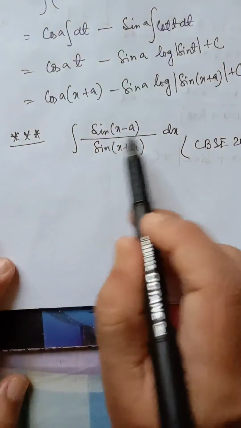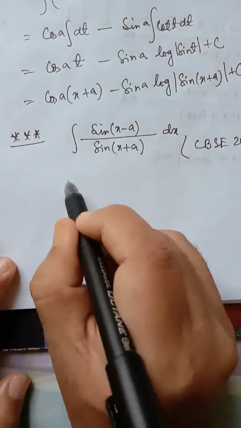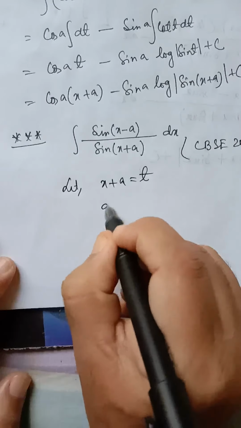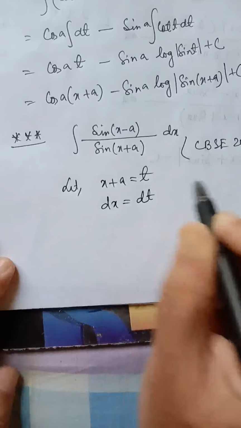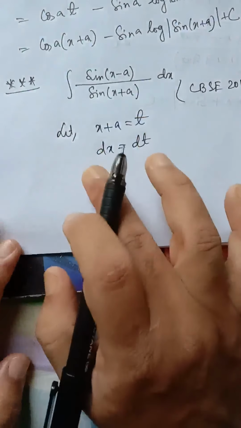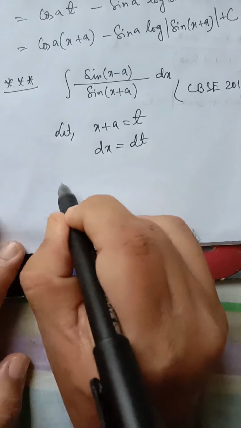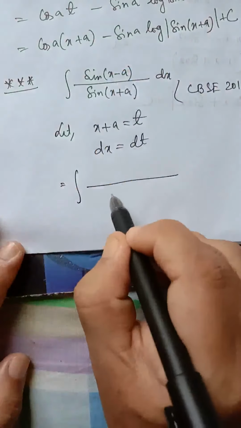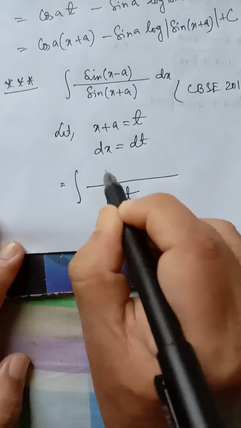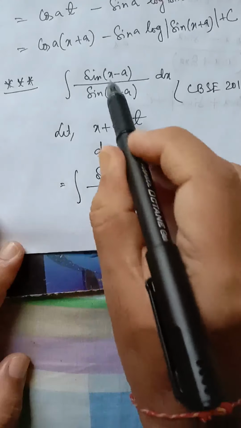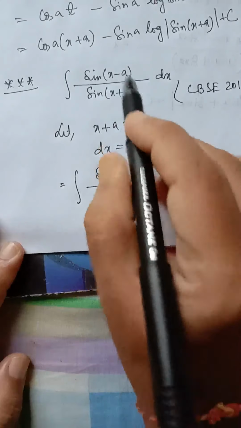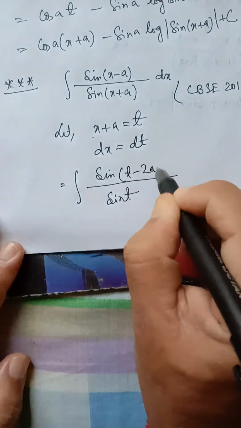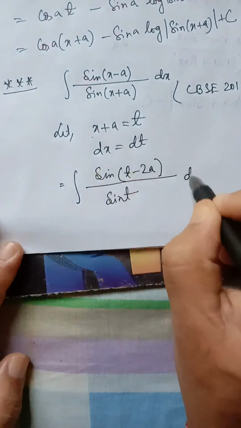Now to integrate sin(x − a) by sin(x + a), what will we do? We will first put x + a equal to t, and so dx equals dt. The derivative of the left hand side is 1, so dx equals dt. Now we will change our variable from x to t, so the denominator is now sin t, and since x equals t − a, x − a will become t − 2a, and dx is dt.